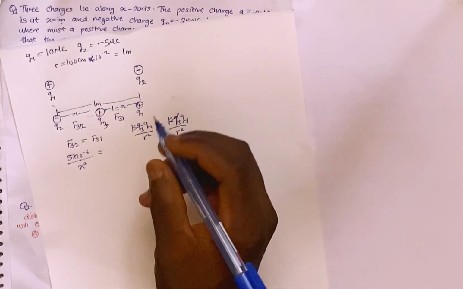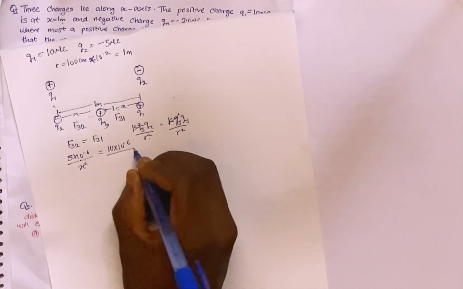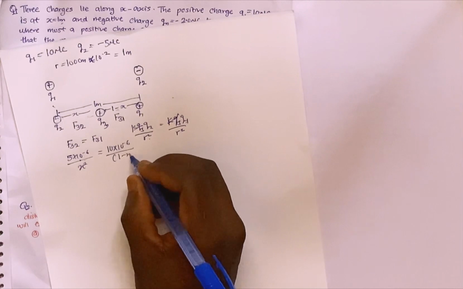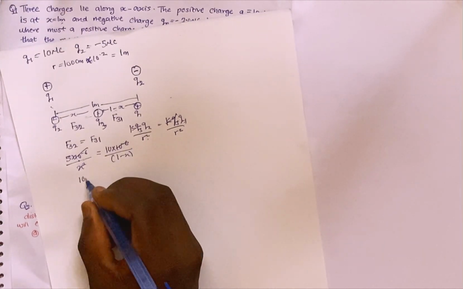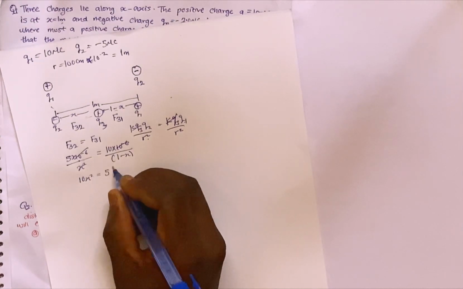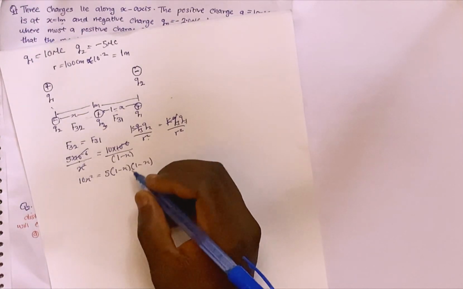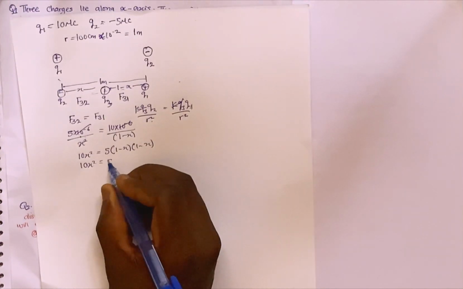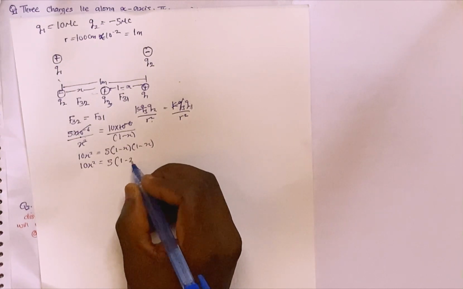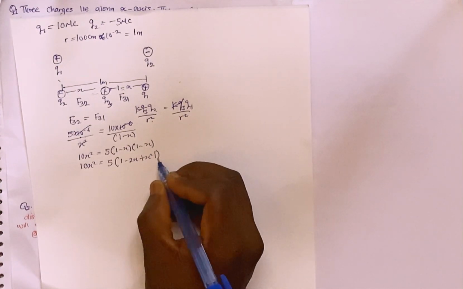You're having Q1 left. Q1 is 10 microcoulomb, 10 times 10 to the power minus 6, divided by r squared, which is 1 minus x. So here in this case, you cancel this. I'm going to have 10x squared equals 5 into brackets 1 minus x. Just open the bracket directly. So you are going to have 10x squared equal to 5 into brackets 1 minus 2x, then plus x squared.